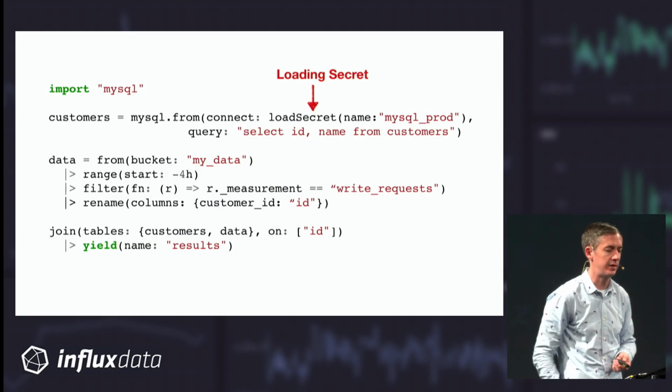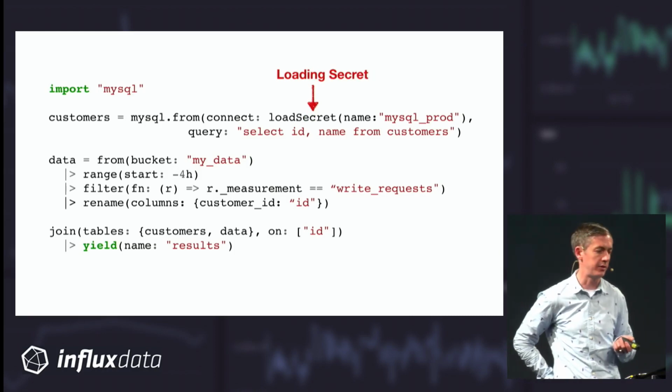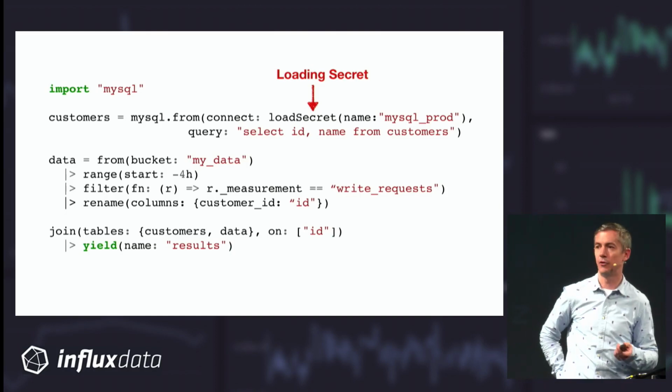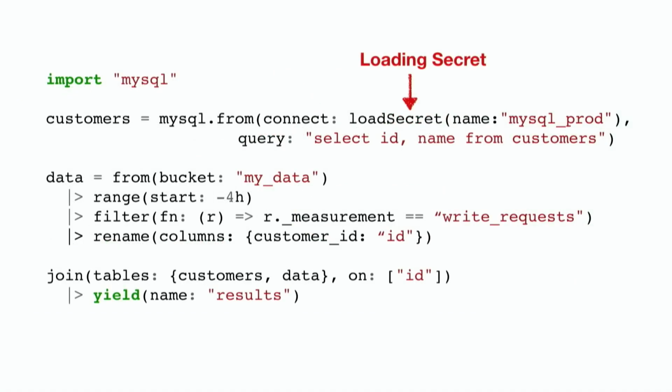The other thing we see here is we're loading a secret. We need the connection string for the MySQL database, and obviously that's going to have authentication information, so we have a function that we're going to call loadSecret that just has that built in. At launch, what we're planning on having is basically a plain text secret store, which is obviously not the recommended way to run in production, but that makes things easy.